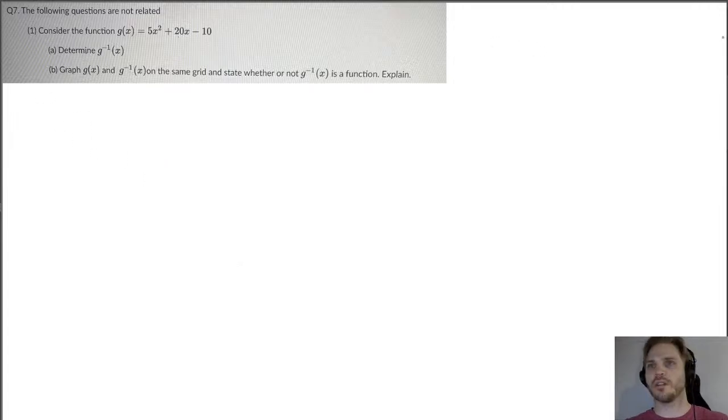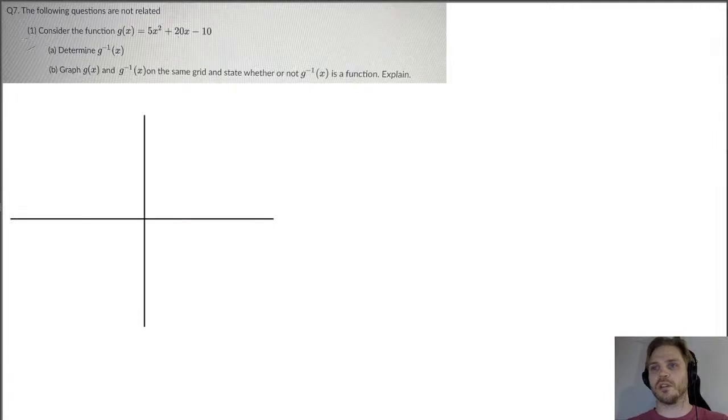Nice. All right, so let's say we got some axes here. And I don't know exactly what this function's graph looks like.